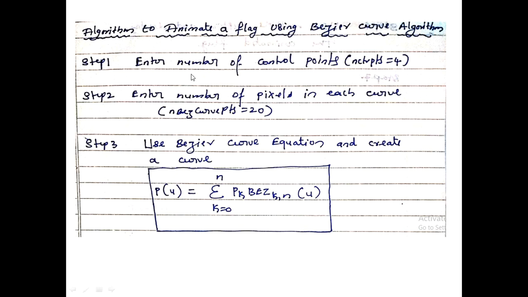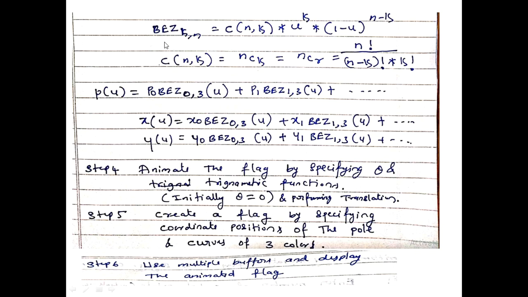So first step, enter the number of control points. Step 2 says to define how many pixels you selected in each curve. And step 3 says to calculate the position of each pixel in that particular curve, from the first control point to the last control point. Then step 4.